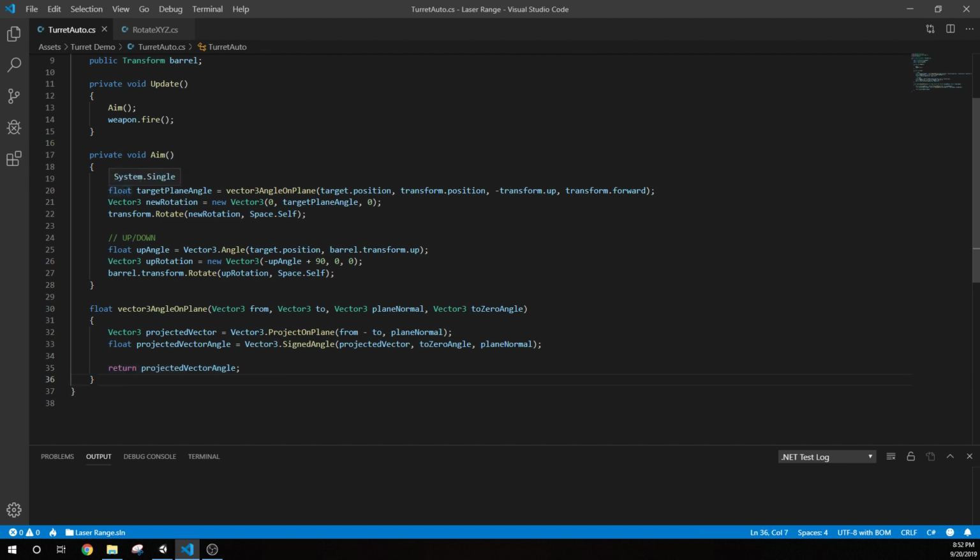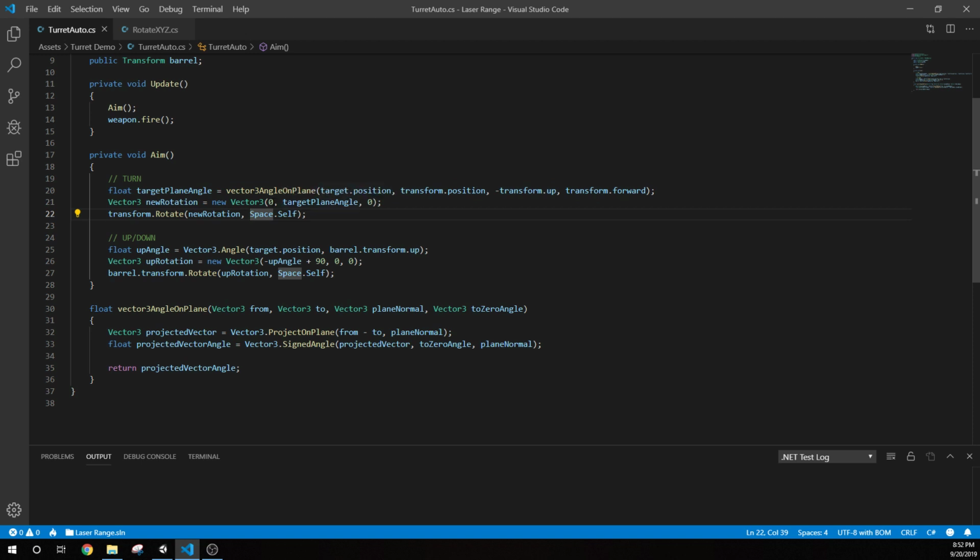So we just say float target plane angle equals that Vector3 angle on plane right here. Again, the target's position, our position, which way we're looking at it. So we're looking down on it, so we're negative transform.up, and then the zero angle is going to be transform.forward. Our Vector3 new rotation is going to be the new Vector3 and that 0.